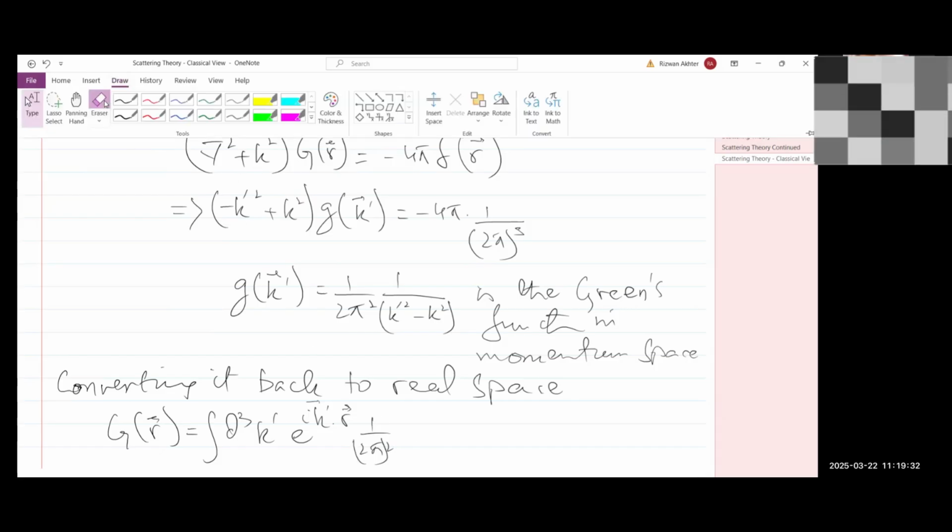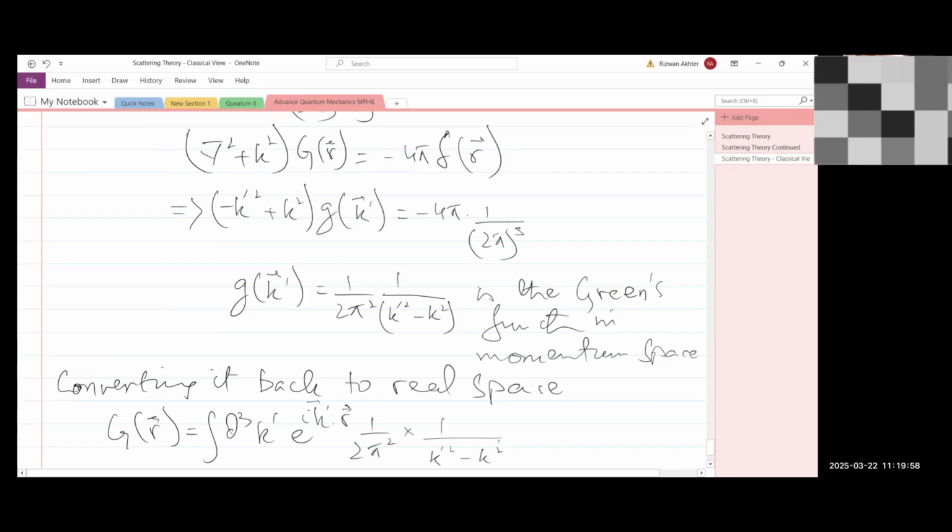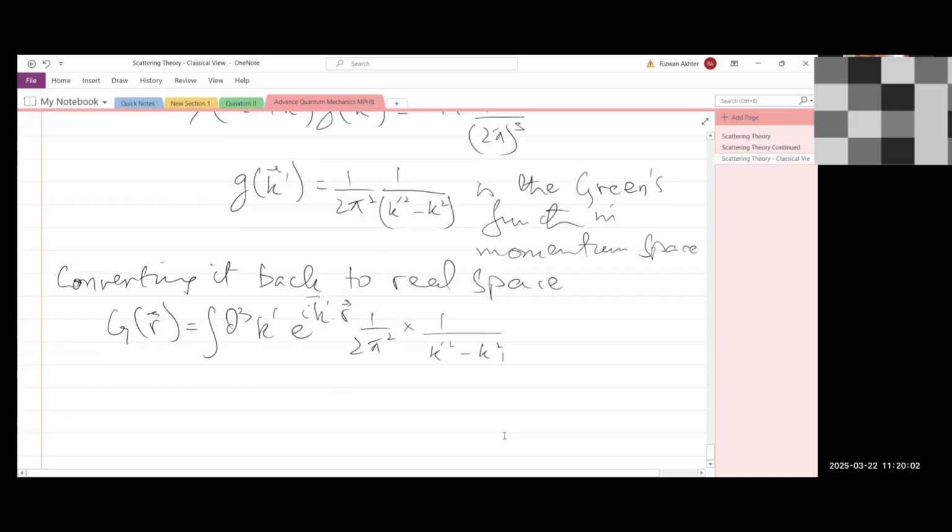So this is 1/(2π)², times 1/(k prime squared minus k squared). And if we change k·r to some cosine, then k prime·r is equal to k prime r cos θ. And here θ is the angle of k measured with respect to r.